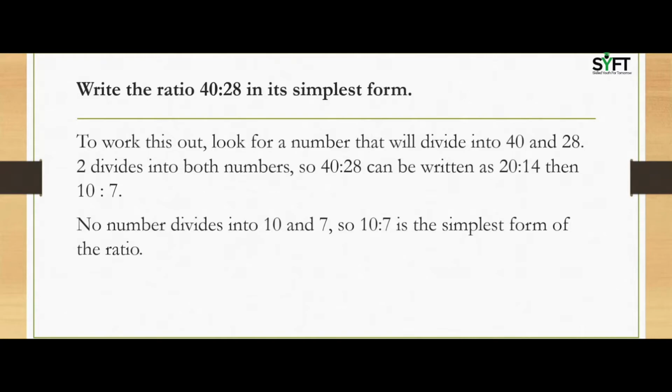So 40 is to 28. When we divide each of these numbers by 2, it can be written as 20 is to 14 or further 10 is to 7. Now, no number divides into 10 and 7. So 10 is to 7 is the simplest form of the ratio.